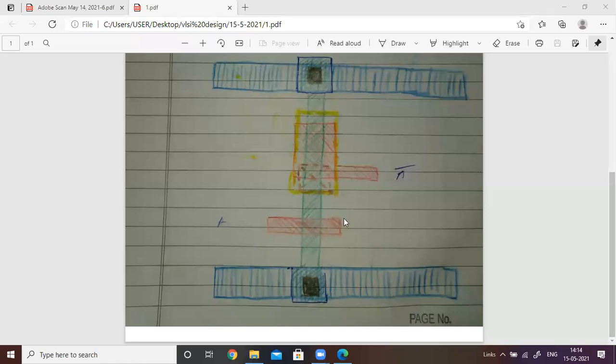And this is the polysilicon. So whenever the polysilicon crosses the diffusion layer, this green color, what happens? A transistor is formed. So this is the transistor channel. The overlap region of red and green color is the N channel enhancement mode transistor, right? Similarly, this is the formation of the pull down transistor.